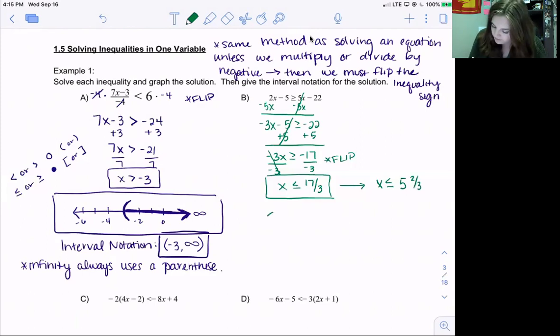So to graph this, we have our number line. 5 2/3 is going to be in between 5 and 6, but closer to 6. I'm going to put a line there. And since it's less than or equal to, we're going to have a bracket. And then it's less than, so we're facing to the left. And then I'm going to darken this all in.